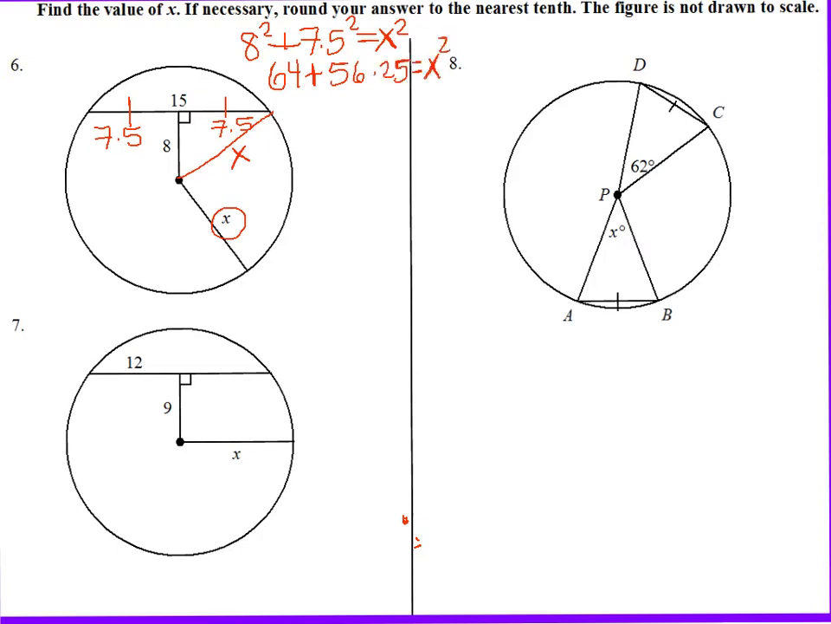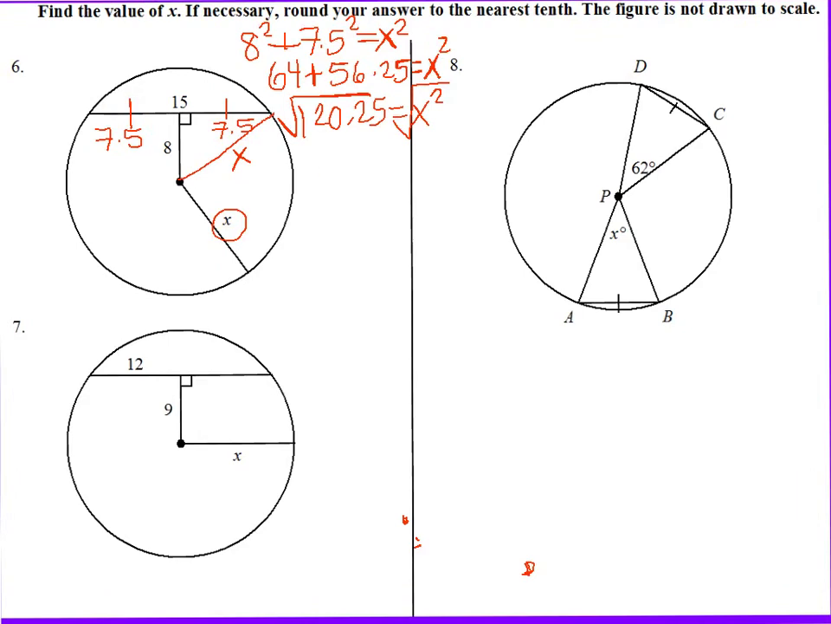When I add that to 64, I get 120.25. And to solve for x, I'm going to take the square root of both sides. So the square root is 10.96. And if I want to round that to the nearest tenth, well, the 6 is going to bring the 9 up to 10, and that's going to bring the 10 up to 11. So x is equal to 11.